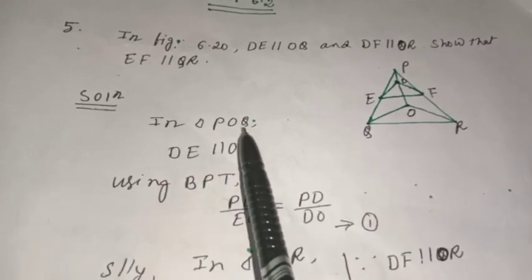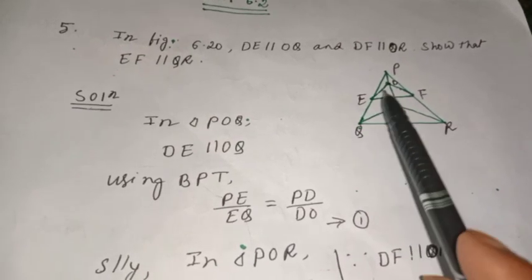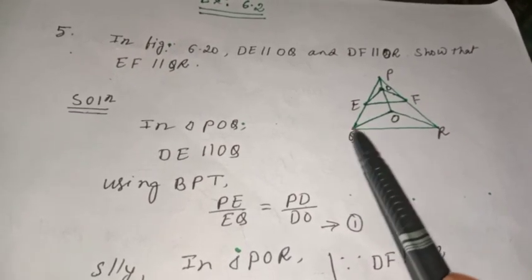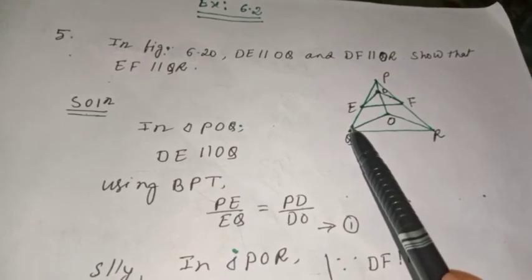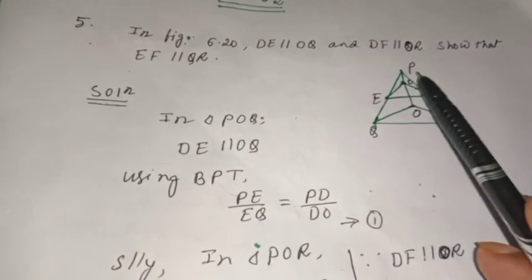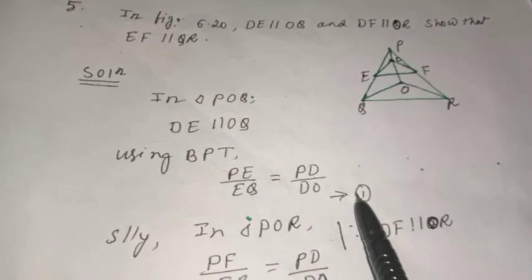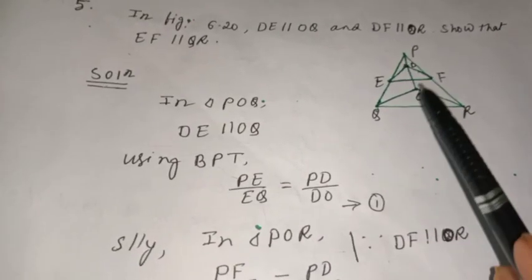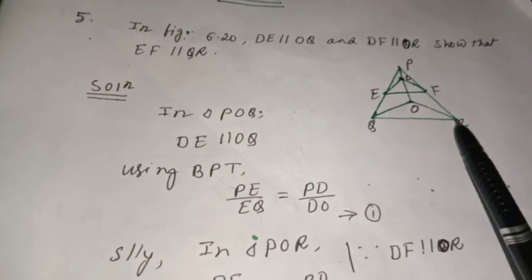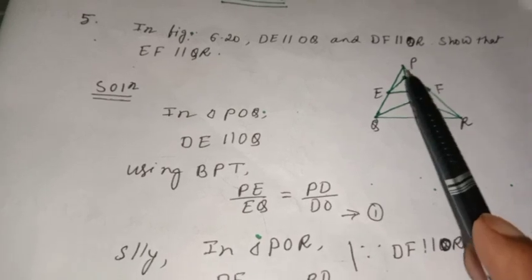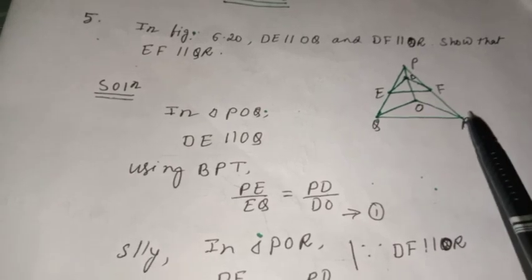Okay. In triangle POQ, you can see clearly DE is parallel to what? OQ. If DE is parallel to OQ, then you can use what? BPT, yes or no? So using BPT, PE by EQ is equal to PD by DO. Clear? This is number 1. Similarly, in triangle POR, you are getting DF parallel to what? OR. So here also you can use BPT. So using BPT, you can write PD by DO equals PF by FR.